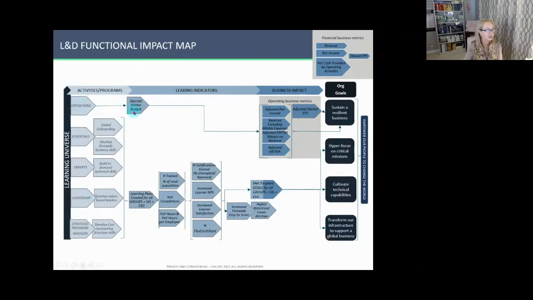You've got this operations part. We expect them to operate within budget. That will achieve these business impact measures, which will help us achieve the organizational goals. So you can build this from micro investments like a training program, an LXP from EdCast, or you can build it for macro. It depends on the perspective you want to take.